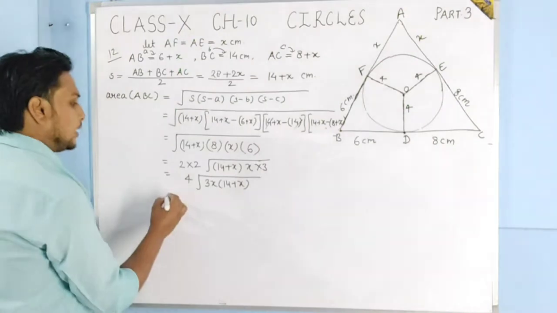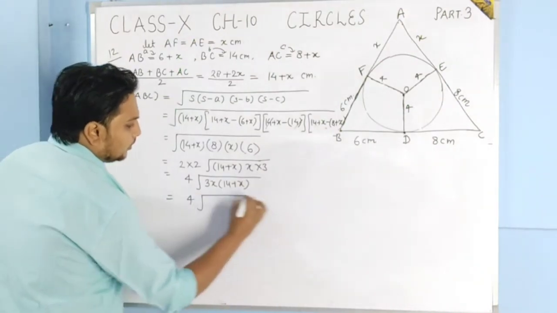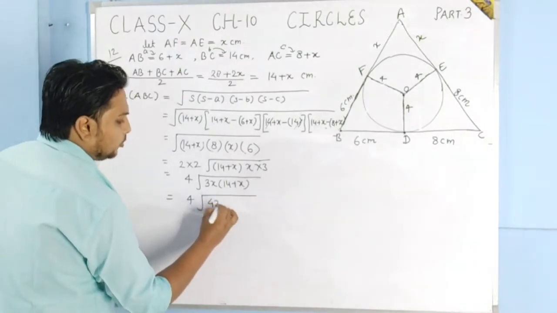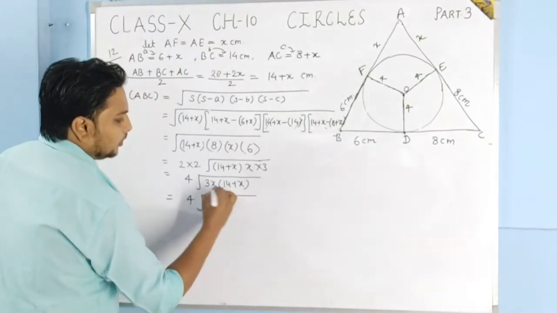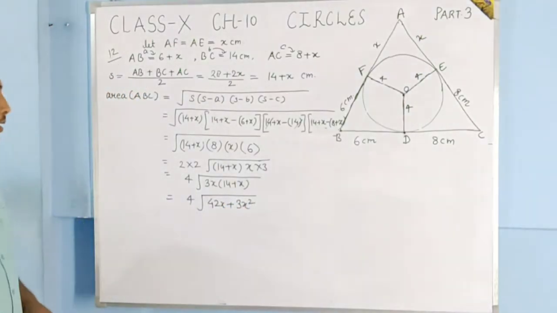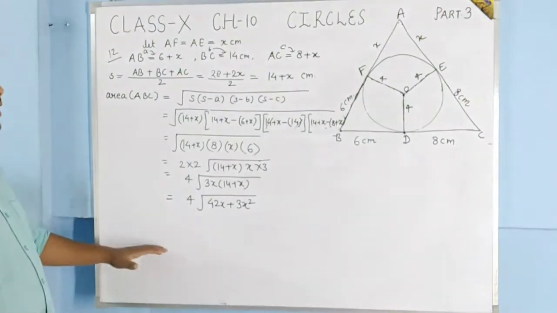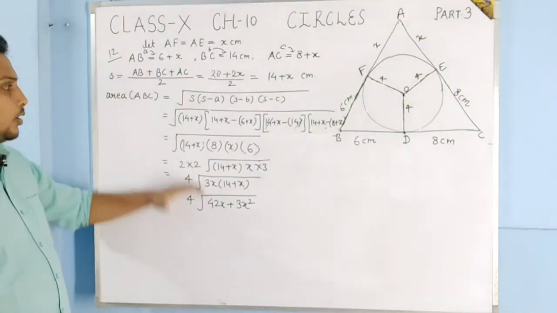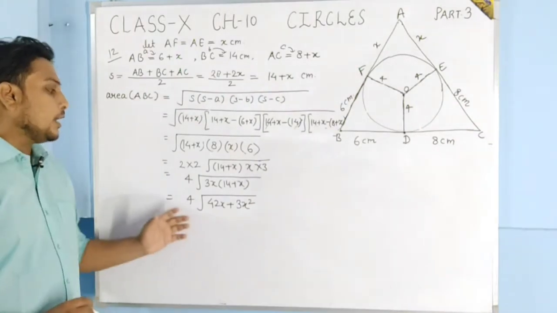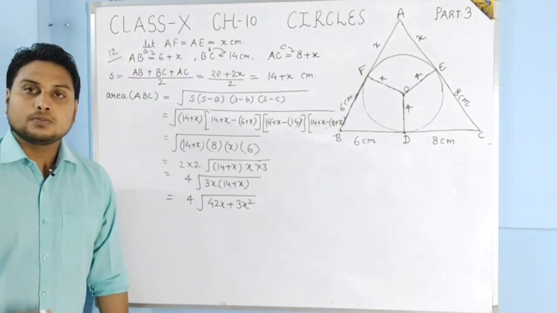This also you can simplify. When you open it, what you will get? You will get 42x and 3x square. So 3x square plus 42x, into 4. Now firstly you should note down whatever is written on the board, and then I will continue this question. Firstly note it down.